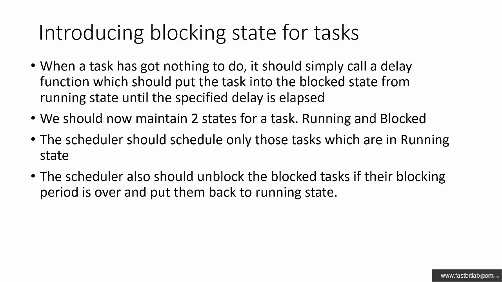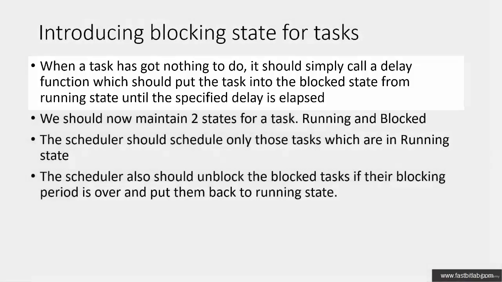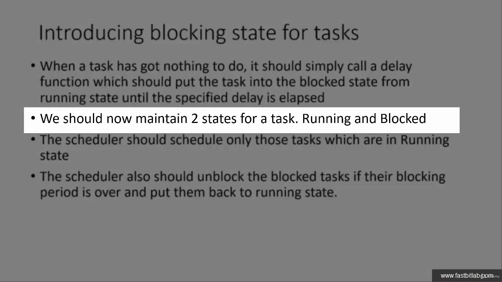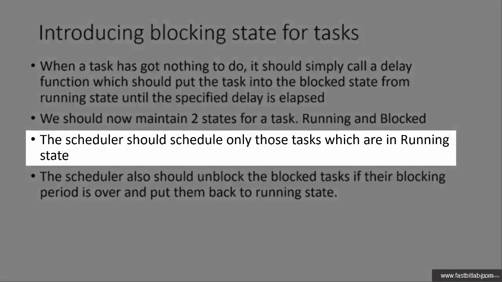In this lecture, let's introduce a blocking state for our task. When a task has got nothing to do, it should simply call a delay function, which should put the task into blocked state from running state until the specified delay is elapsed. We should now maintain two states for a task, that is running state and blocked state. The scheduler should schedule only those tasks which are in running state.